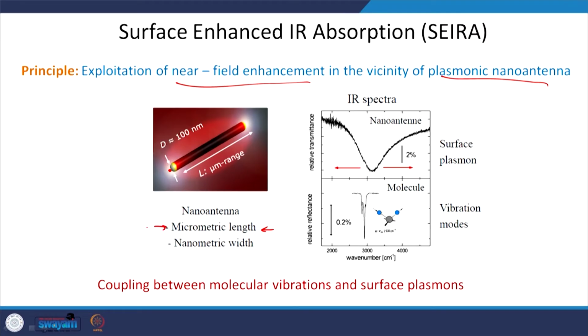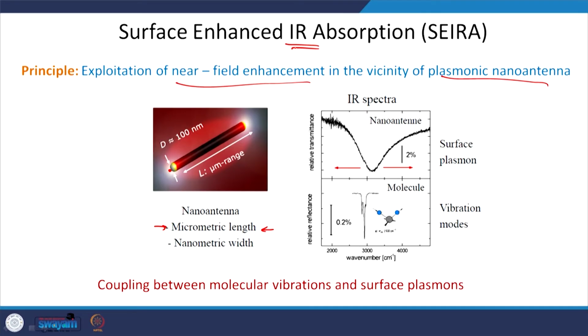So, the nano antenna has to be of micrometric length, because of the plasmon resonances. You have to have a lambda by 2 kind of structure to excite in the IR range. It can also work for the visible range, but IR we are more interested in, because I was discussing yesterday that IR spectroscopy and Raman spectroscopy complement each other.